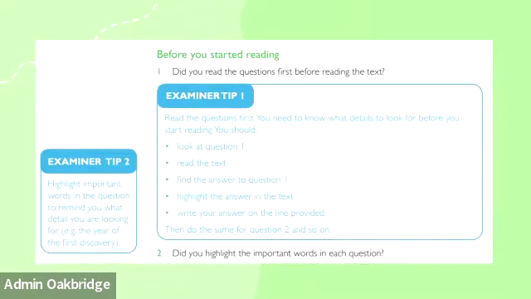So first, examiner tip 1, you need to read the questions first, then only you will know what details to look for before you actually start reading. Examiner tip 2, make sure you highlight important words in the question to remind you what detail you are looking for. For example, the keyword is the year of the first discovery, so you underline that. Okay, so when you read through the passage, you already know what detail you're looking for.